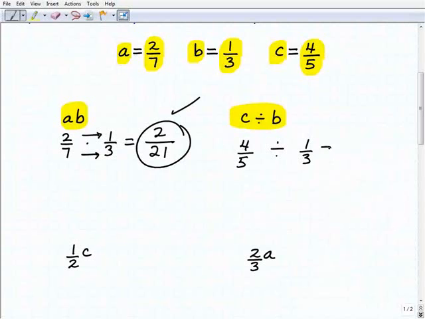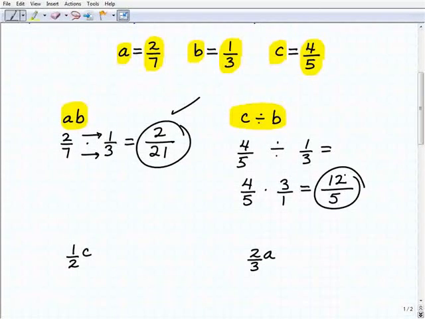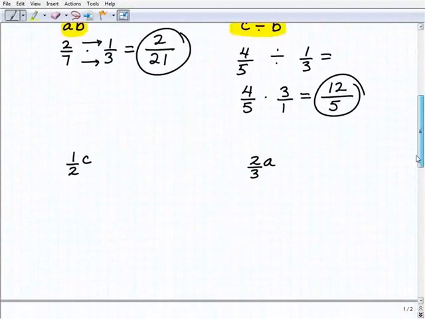Okay, so this is a real basic problem here. This will be 4/5 times, remember we're going to flip the divisor here, 3/1. And then we'll go ahead and just do this basic multiplication of fractions. So 4/5 times 3/1 will be 12/5. Okay, and that is fully reduced, 12/5, and that's it. Okay, it's not too difficult. Let's go ahead and take a look at our last two problems.